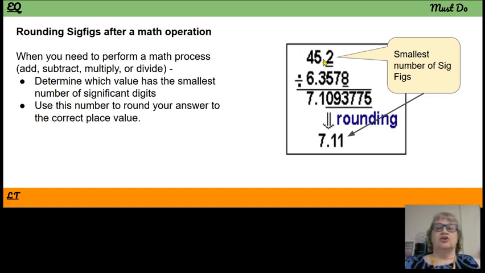Then in your calculator, do the math. Your calculator is going to give you that big long number. We only want 3 because the smallest number of digits in the actual problem is 3. So we're going to do 1, 2, 3. The number after that is a 9, so it'd be 7.11.